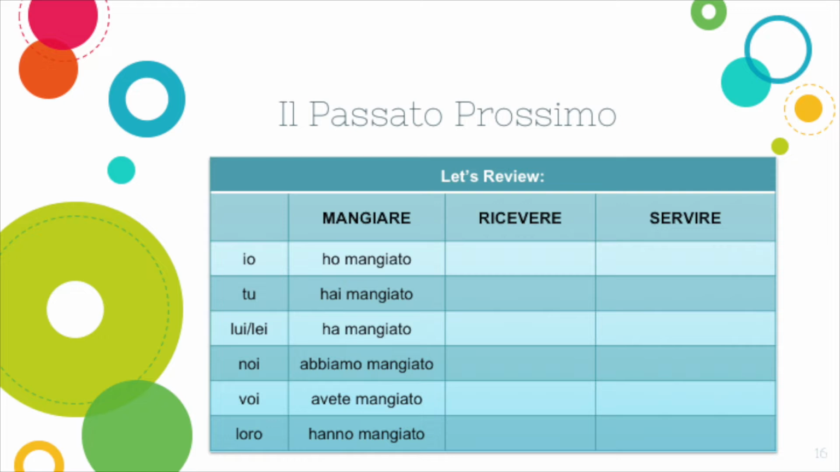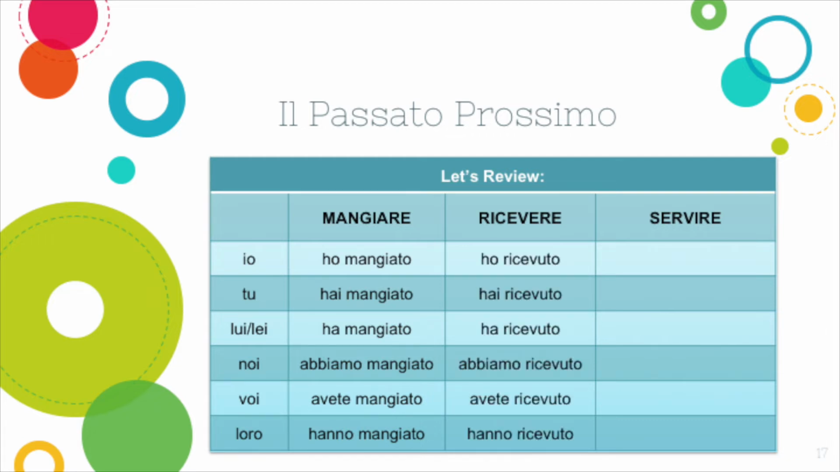Here's all of the are conjugations. You might want to pause the video just to write them down. For ricevere, we follow the same pattern, conjugating the avere verb, but changing the ere ending to uto. Again, I recommend pausing the video so that you can write these down. Finally, let's look at the verb servire, which means to serve. If I want to conjugate in the past tense, again, I have a form of avere, and the ire becomes ito. Hopefully by now you're recognizing the patterns.